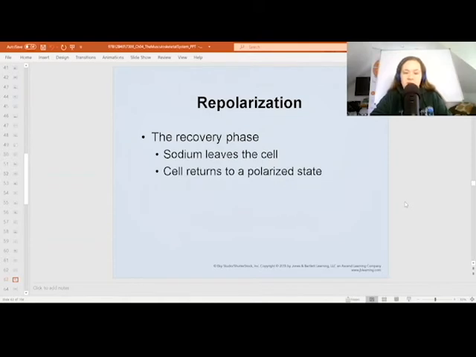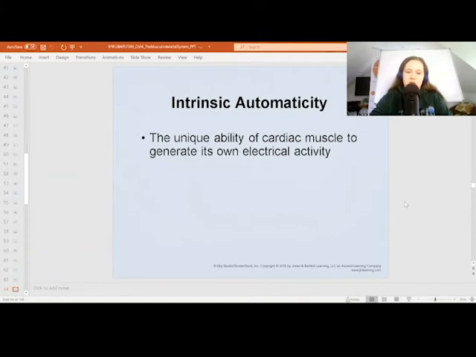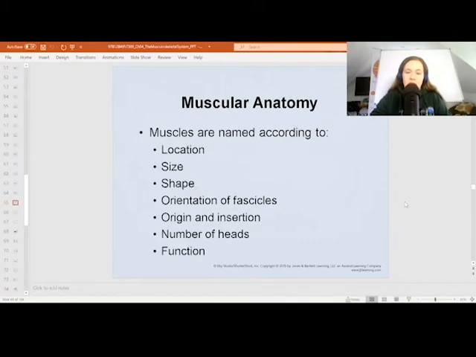Repolarization is the recovery phase. Sodium leaves the cell, so it returns to a polarized state. Intrinsic autorhythmicity is the unique ability of cardiac muscle to generate its own electrical activity.